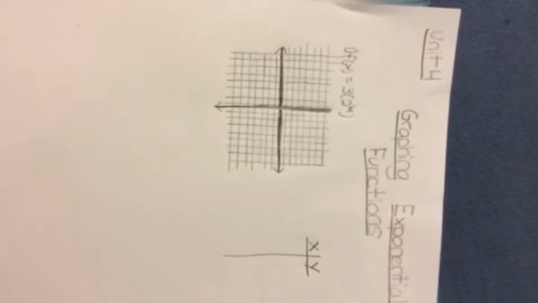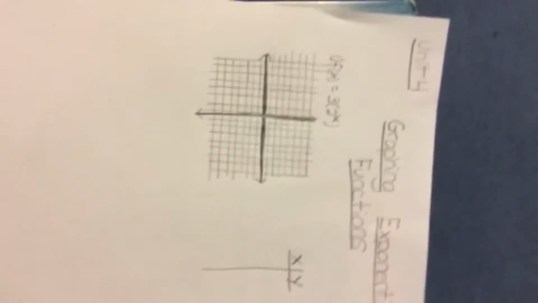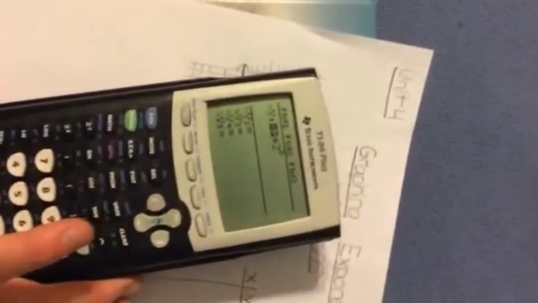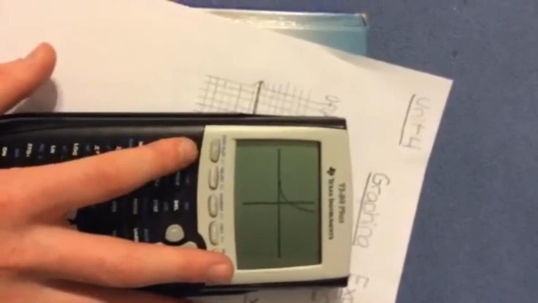In Topic 4, we learned how to graph exponential functions. Here's one example. For this example, you're going to want to take out your calculator and click the y equals button and insert the equation. This equation is 3 times 2 to the x. When you get the equation, click graph and the graph will appear.